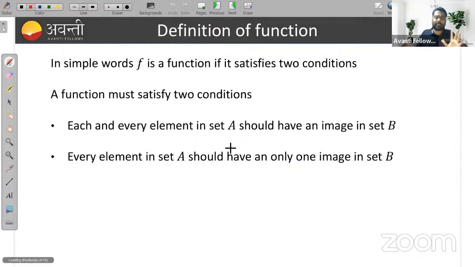In simple words, a function must satisfy two conditions. First, each and every element in set A should have one image in set B. Remember this, everyone. And the second, every element in set A should have only one image in set B. So what is an image and what is an element, you must be understanding this, okay.